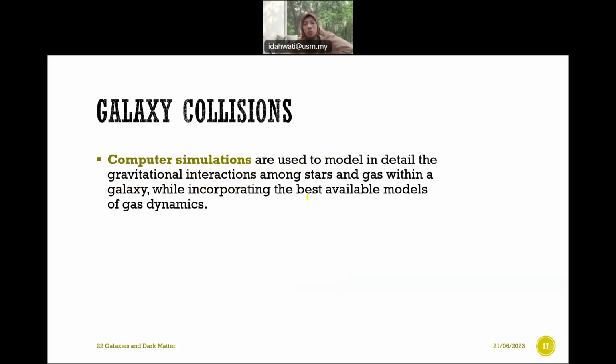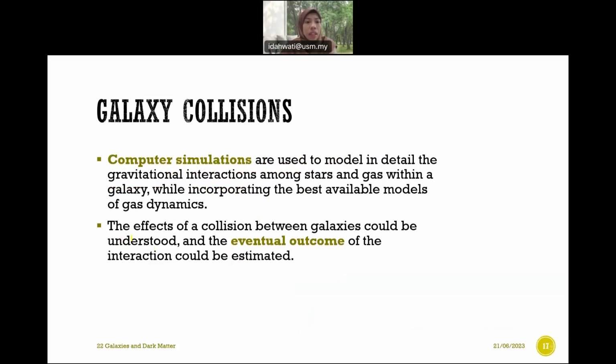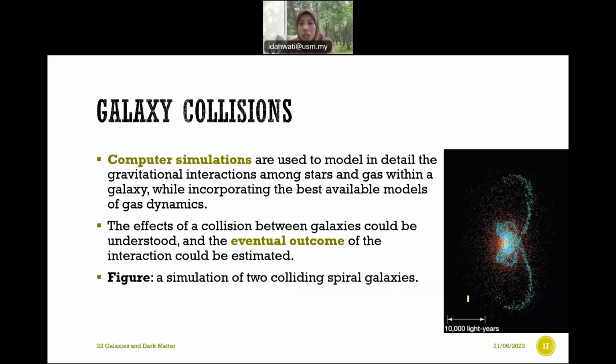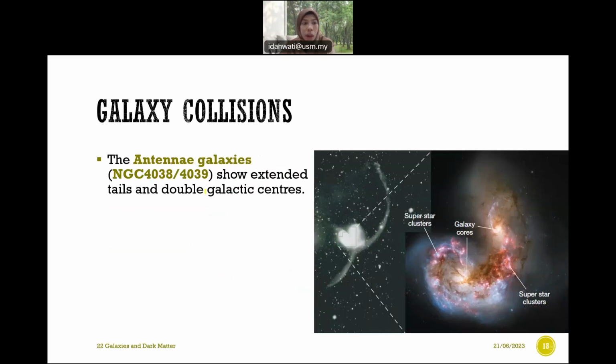So this computer simulation is used to model in detail the gravitational interaction among stars and gas within the galaxy. And the effect of a collision between galaxies could be understood, and the eventual outcome of the interaction could be estimated. So this figure is a simulation of two colliding spiral galaxies.